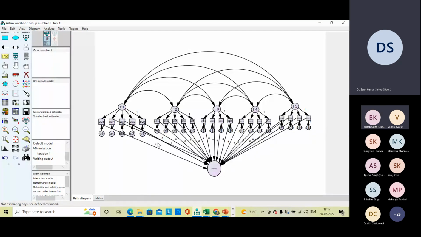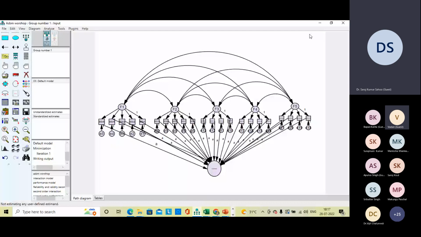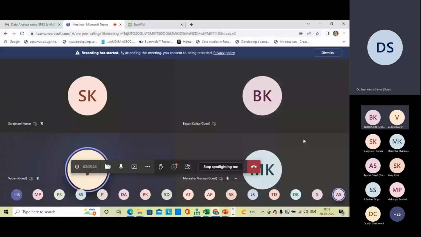If the values are not more than 0.3 or 0.4, let us say 0.3, then you are safe. Right now it is taken as 0.4. If the values are less than 40%, then you are safe. All of you get my point? All of you are clear? Yes, sir. So this is another way of testing the common method biasness.